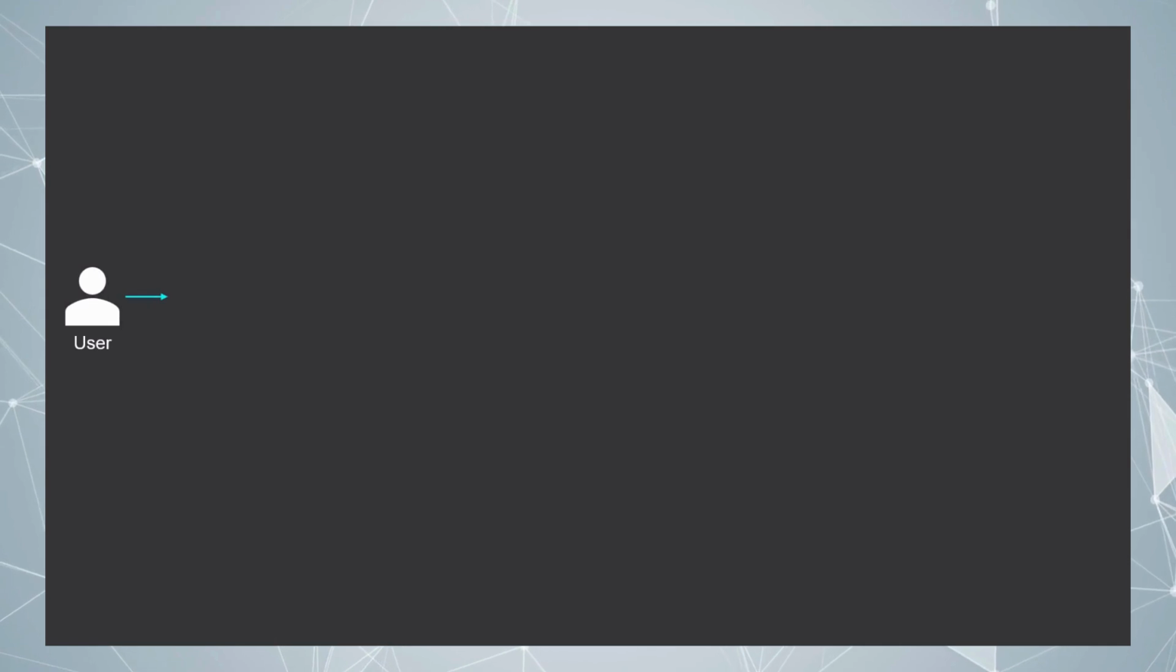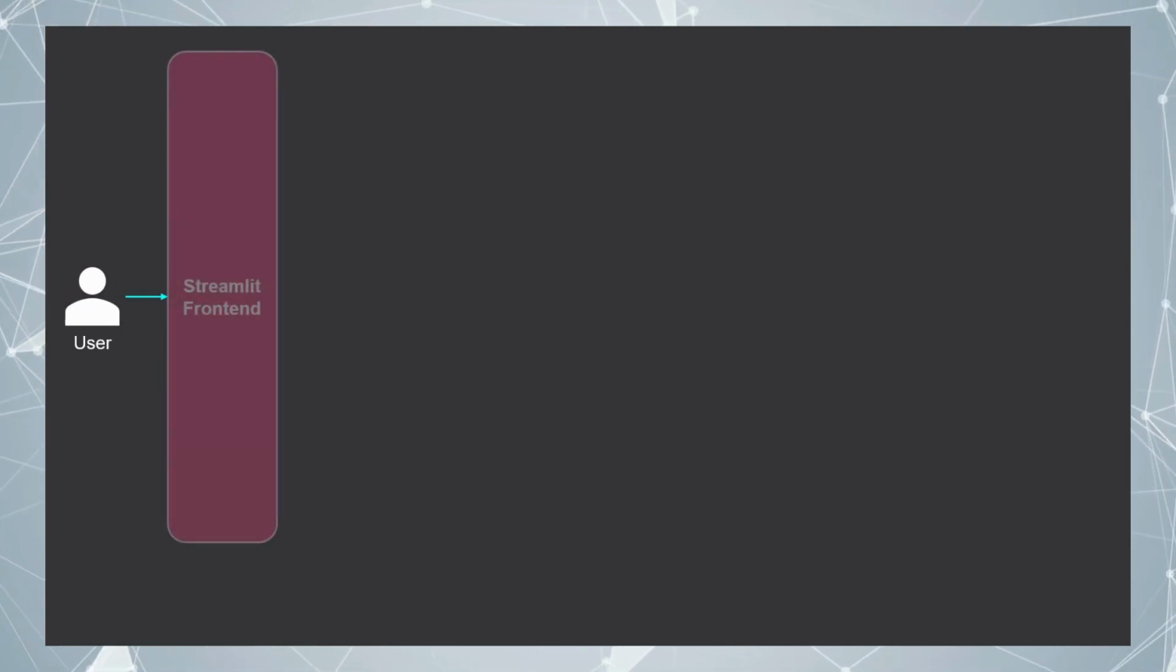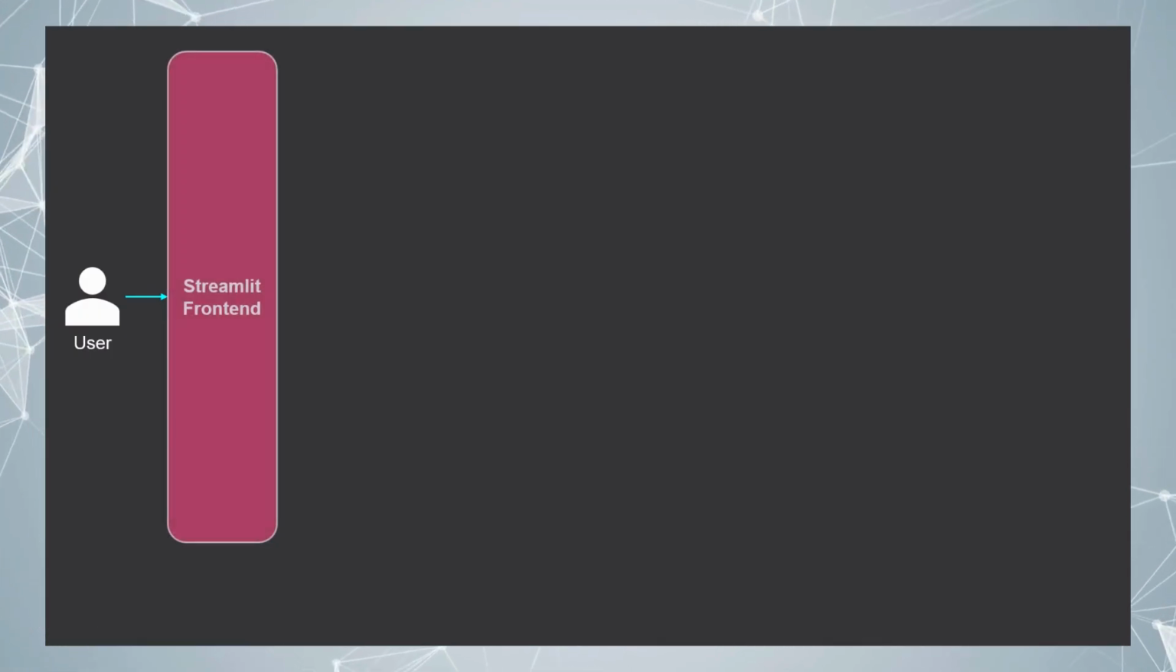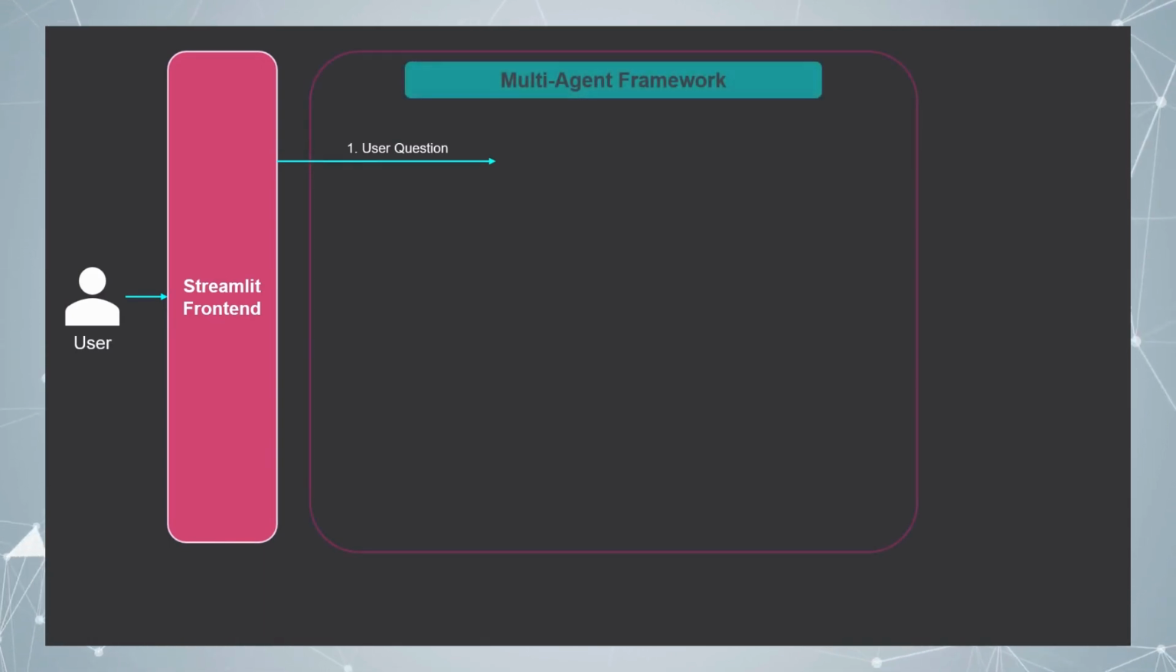The process begins when the user enters a question through the Streamlit frontend, a fast, interactive interface designed to handle chat input, query previews, and visualizations, all in one place. That question is then passed to the LangGraph-powered multi-agent framework, which maintains conversation context and routes the task to the right agents.